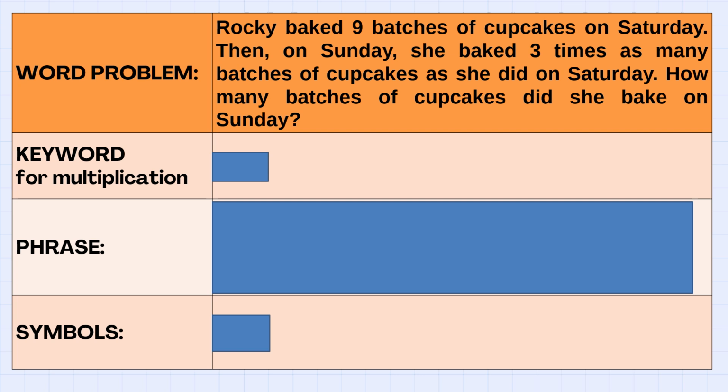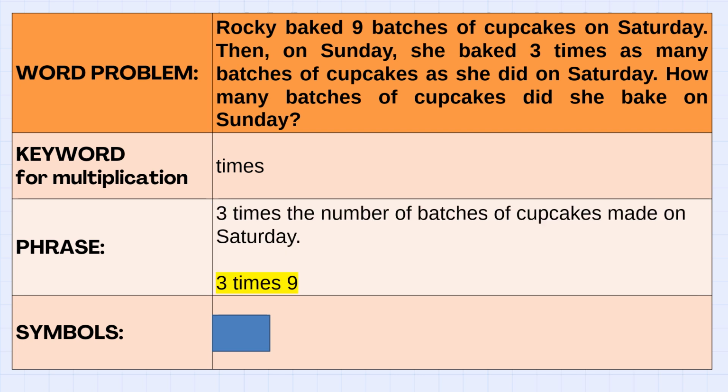And the keyword is times. This keyword can be found in the second sentence of our problem. And the mathematical phrase that can be extracted from this problem is 3 times the number of batches of cupcakes made on Saturday. Or that is 3 times 9. How did we get this?